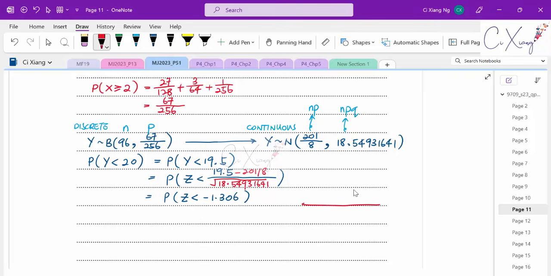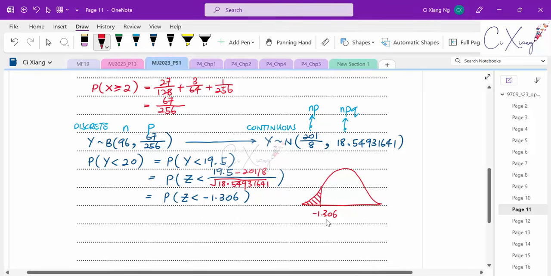If you observe it on a normal distribution table, it should be this one, negative 1.306. Because of the sign smaller than, the probability that I want to find is this area, this part. But if you refer to the MF19, the normal distribution table, the value of z that they provide is only positive z. They will not provide negative z. So we have to reflect it to the positive part, positive value of z, and then compare it. So the answer that I want to find is the same as the green color here.